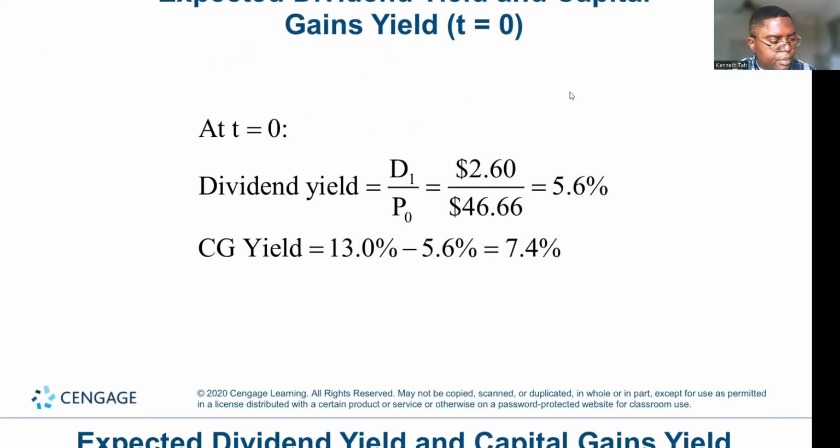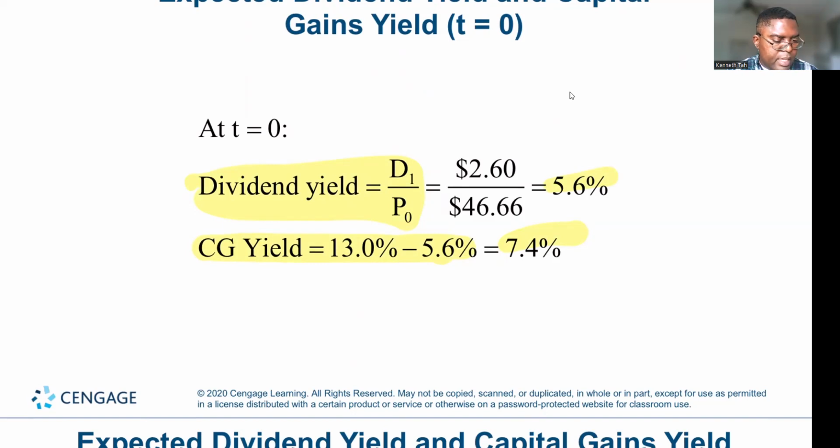And again, we can break it down to dividend yield and capital gain. Dividend yield is D1 over P. Capital gain is change in stock price. And that is going to give us 5.6 and 7.4.